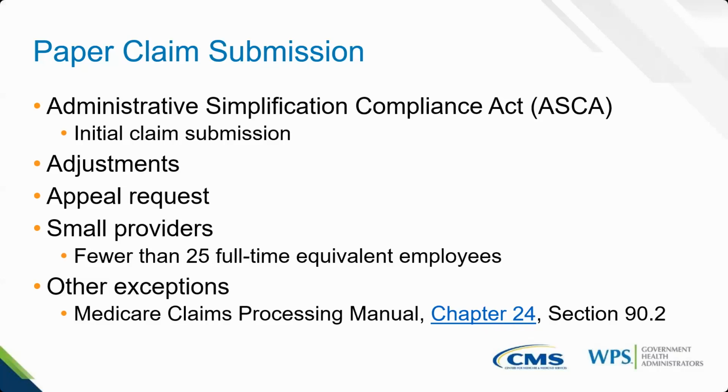Small providers were exempt from this rule. A small provider is defined as a provider of service with fewer than 25 full-time equivalent employees. There are other exceptions for claims that meet specific conditions, and some relate to Medicare secondary payer situations. So I've provided a link to the chapter in case someone would like more information on those exceptions.